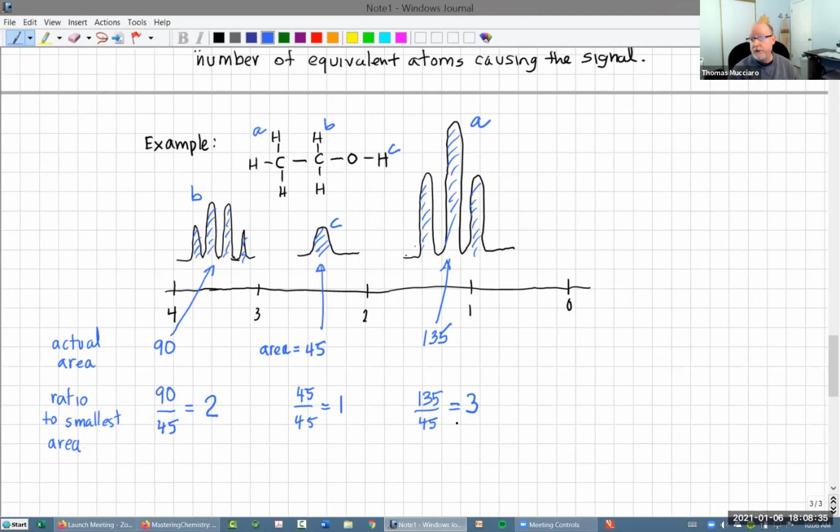Now, sometimes when you do this, you get a ratio like 1.5. To get those to work out, you have to have them all be whole numbers because you can't have half a hydrogen. So you'd multiply all those ratios by 2. Those would be the actual number of equivalent hydrogens. Does that make sense?